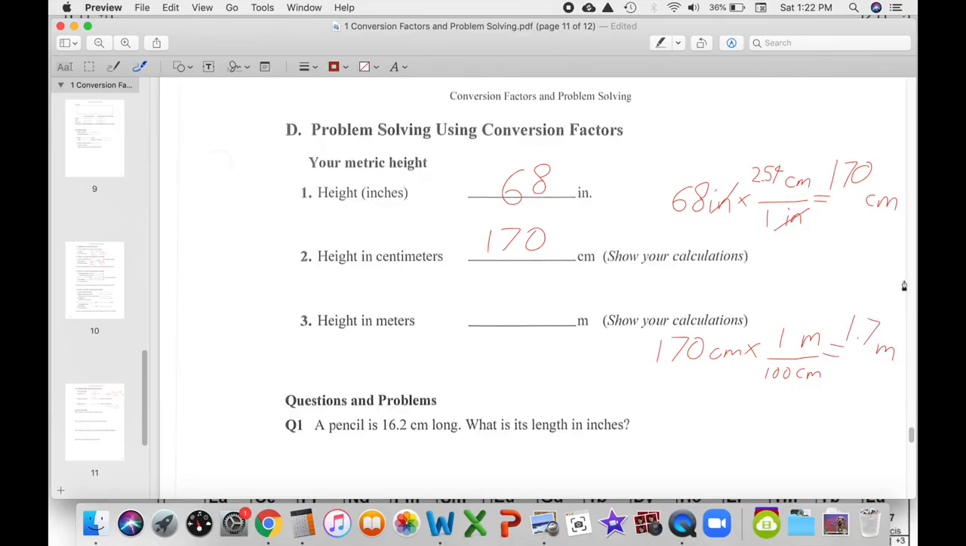Now notice that 170 is 2 significant figures, right? That trailing 0 is not significant since there's no decimal point. If there were a decimal point, then the trailing 0 becomes significant. Anyway, this is 2 significant figures, and that's why our answer is to 2 significant figures.